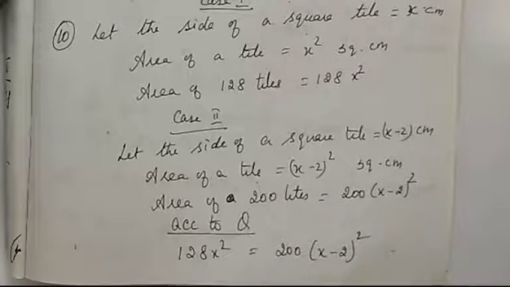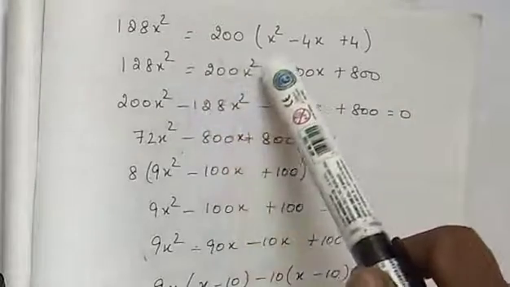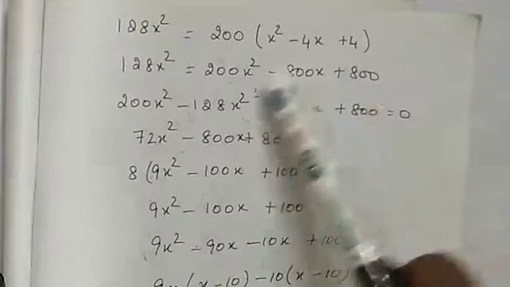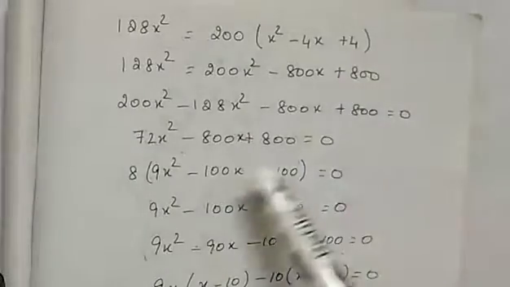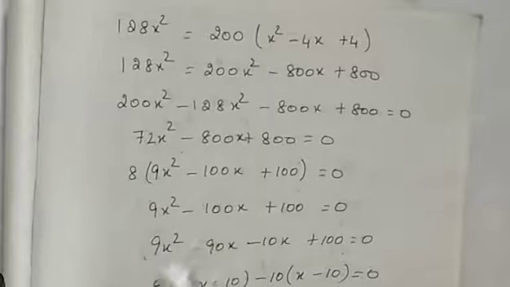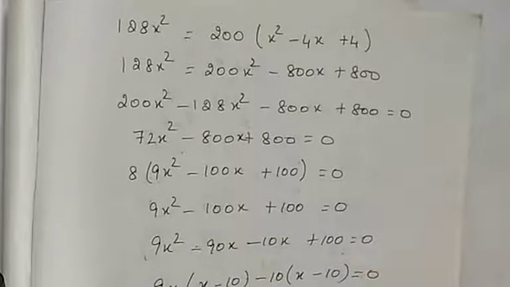According to the question, 128x square is equal to 200 into (x minus 2) whole square. 128x square is equal to 200 into (x square minus 4x plus 4). Multiply and solve it, you will get the quadratic equation 9x square minus 100x plus 100 is equal to 0.